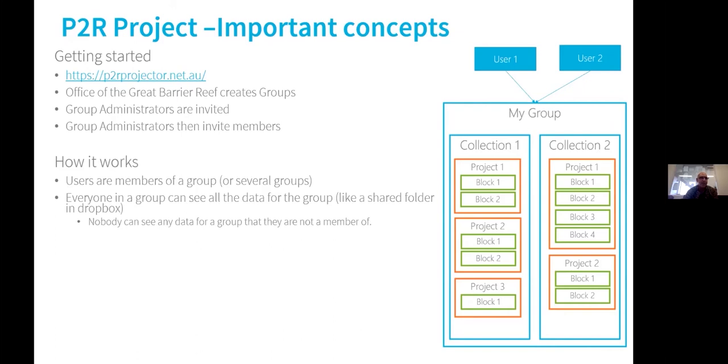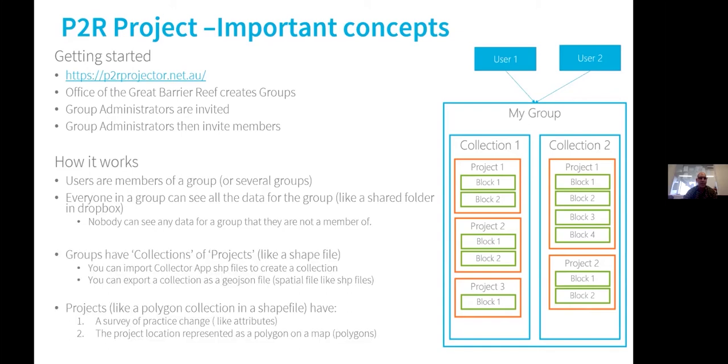And what works then at a group level, you've got members within a group, and you can be a member of multiple groups, but a member within a group can see and deal with all the data that's going on within that group. And within a group, we have this idea of collections. Think about it like a shapefile, or even just a folder. And those collections are collections of projects. Each project really has two parts to it. It's got a practice change survey, and it's got the spatial representation, so the polygon drawn on a map that represents where that practice change is taking place.